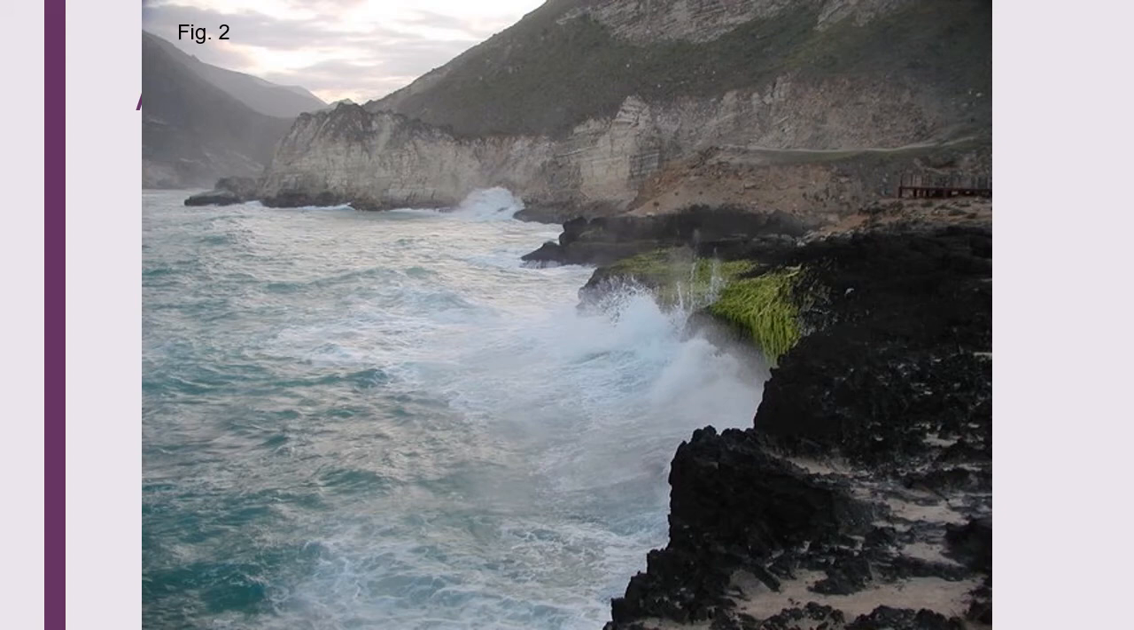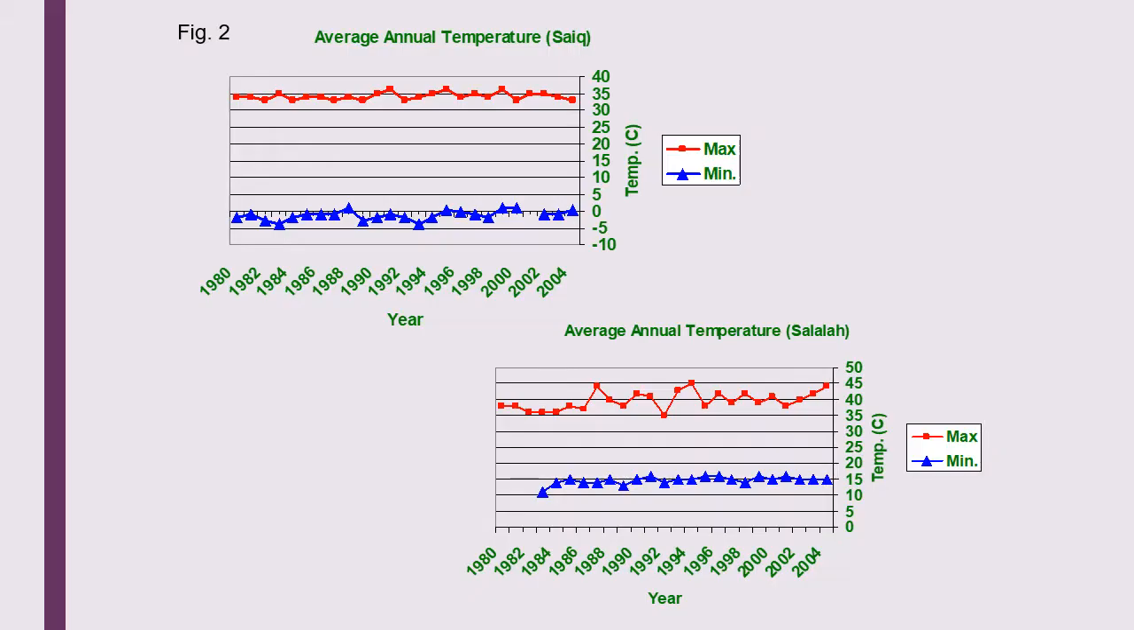So this is the Dhofar coastal area where they get plenty of monsoon. Here, the climate is different from the northern part of the country. So if we compare these two regions, you can see here, this is Saiq. You can see the high average can be about 35 to 30, whereas this is the high and this is the low temperature.